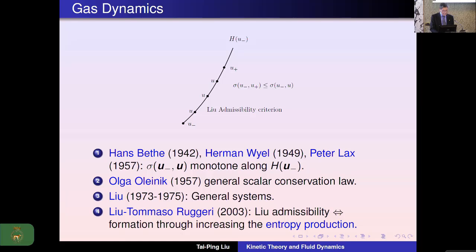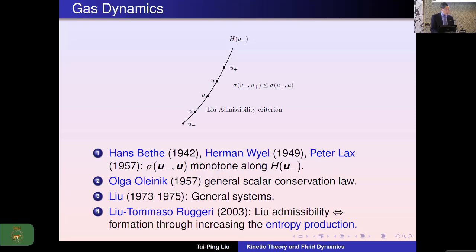But after many years, with Tommaso Ruggeri, we gave it a more direct physical meaning, which says that a wave like that is admissible if and only if this wave can be realized by increasing the entropy production. Entropy is a physical entropy. And there's a lot of theory, a lot of history behind that.